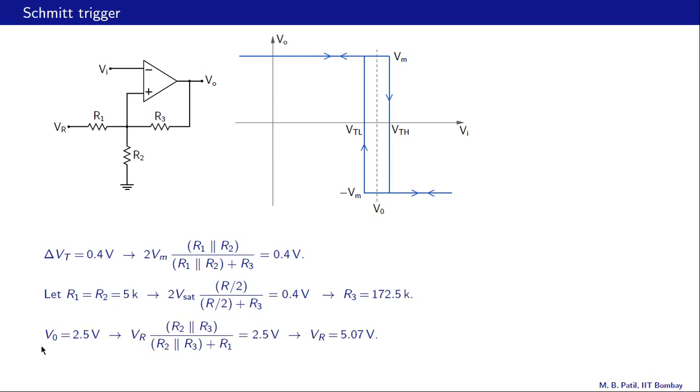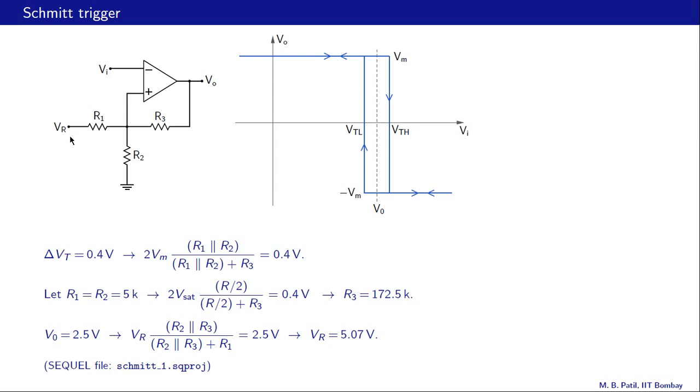Our other constraint is V0 equal to 2.5 volts. That implies that VR times R2 parallel R3 divided by R2 parallel R3 plus R1 should be 2.5 volts. Now the resistance values are already known. R3 is 172.5 K, R1, R2 are equal 5 K each. So this number can be calculated, and that gives us VR equal to 5.07 volts. So this reference voltage should be 5.07 volts. In practice, of course, it's going to be adjusted using a pot.